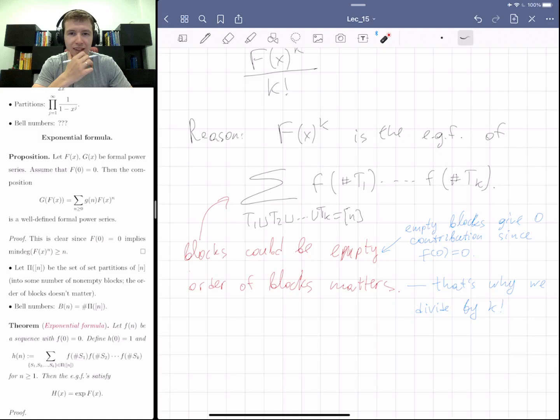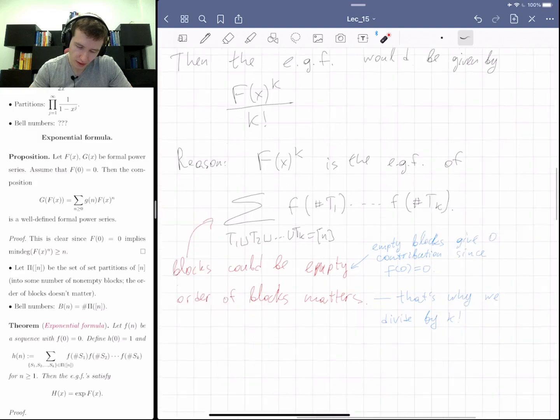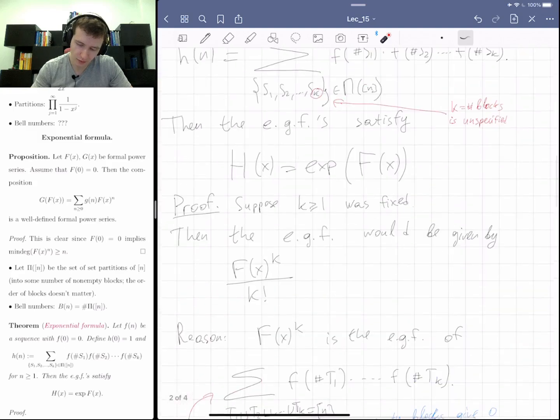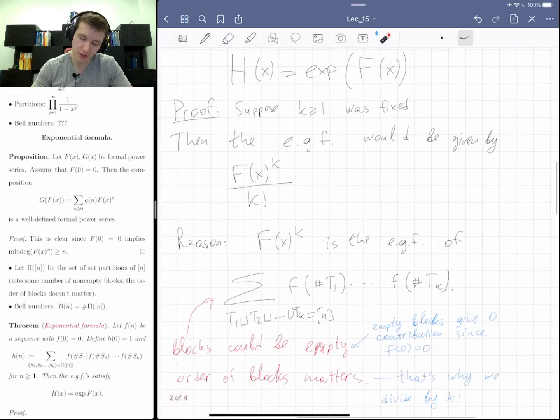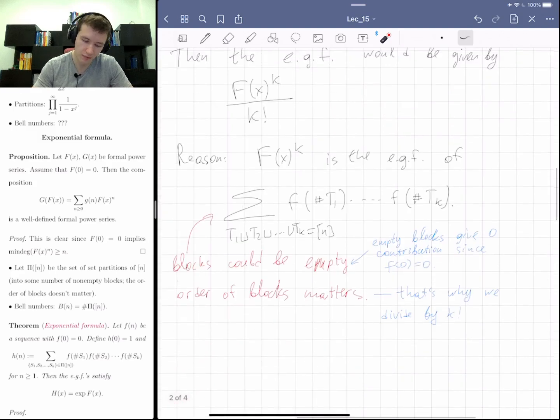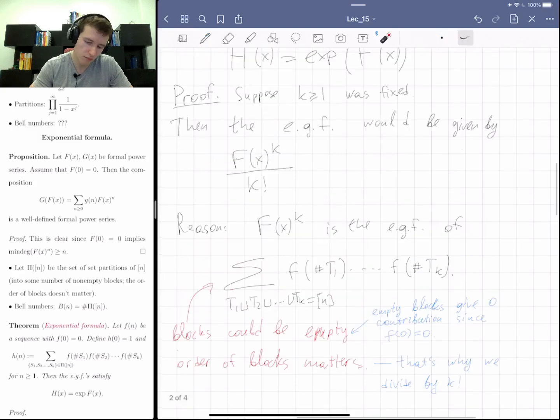Makes sense. Okay. All right, thanks. If it doesn't make sense, please stop me. I'm happy to explain more because this is a tricky proof, but it's very short. So if you fix the number of blocks to be k, then the exponential generating function is given by this.